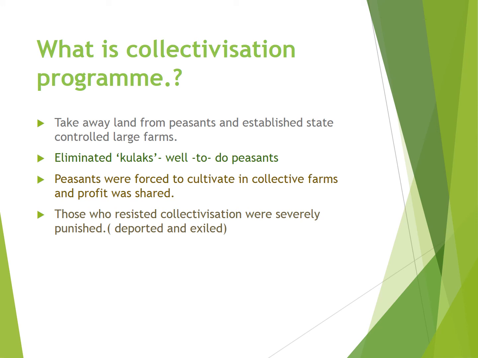For example, there was something called the kulaks. Kulaks were nothing but well-to-do peasants. There was nothing called well-to-do, and equality came into the picture. Peasants were forced to cultivate in collective farms, and profit was shared. At first, the profit was given entirely to the peasants, but then the profits were shared. Those who resisted collectivization were severely punished. Those who still wanted the same traditional way were punished.